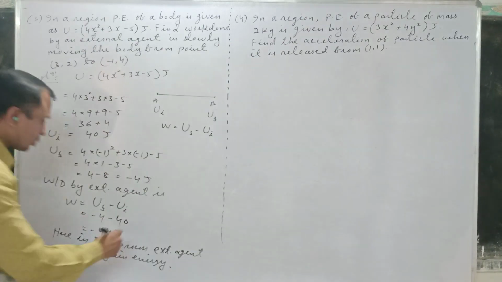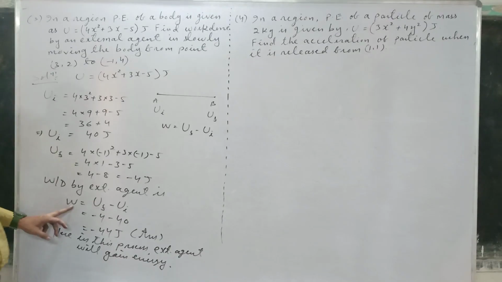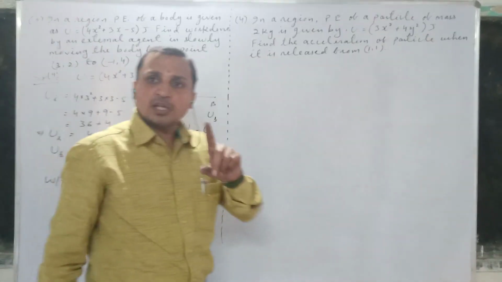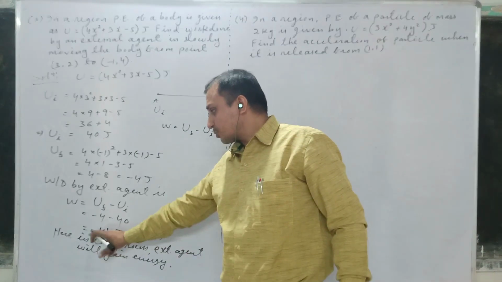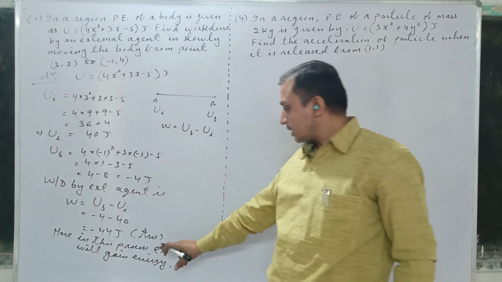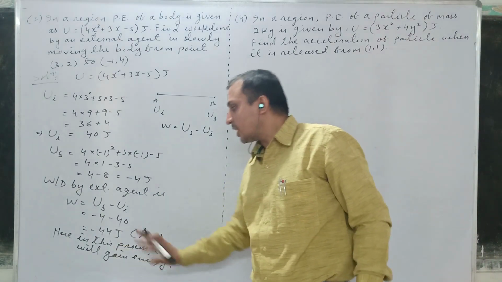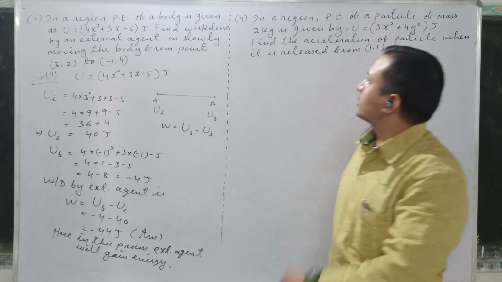Yes, this is our answer. Are you getting this point? So work done by external agent is how much? Minus 44 joule. Here this minus is indicating what? This minus sign is indicating that here the external agent will gain energy. External agent will gain energy in this case.